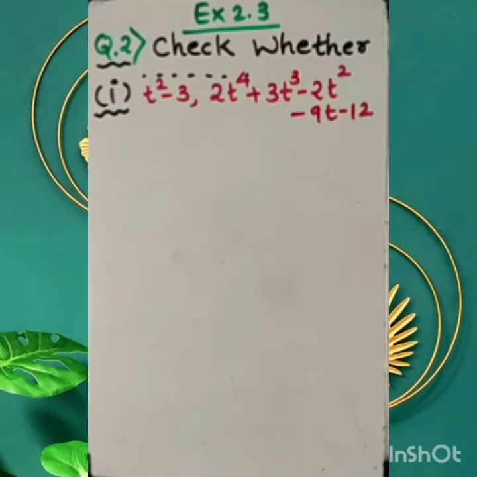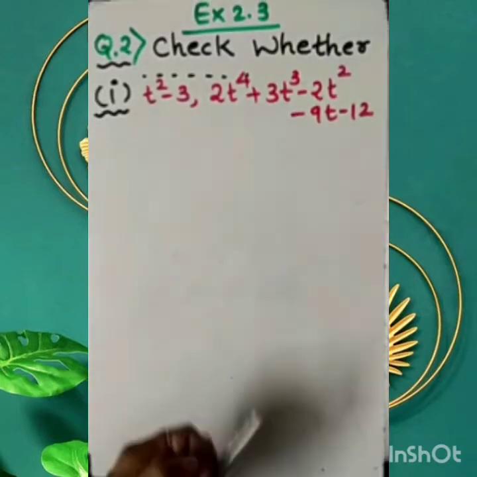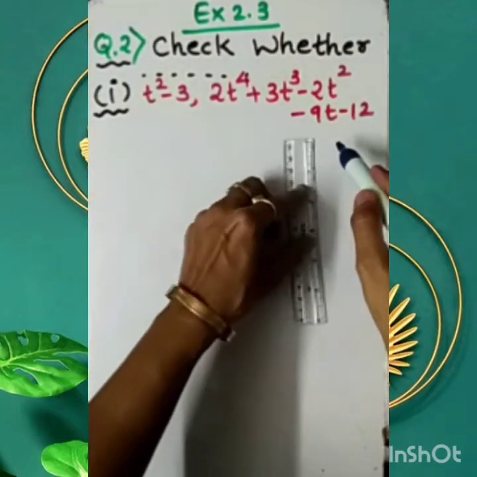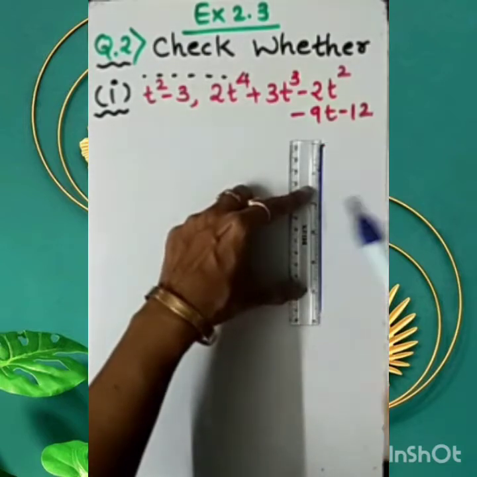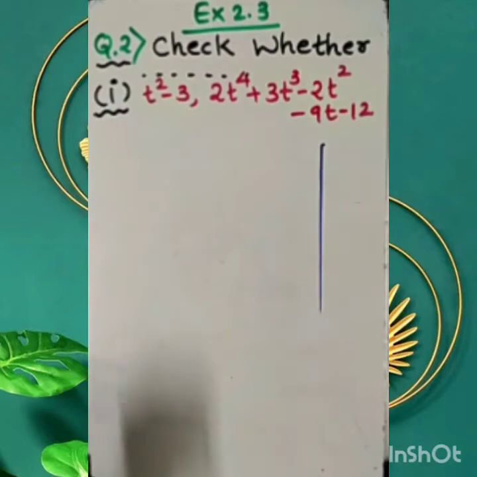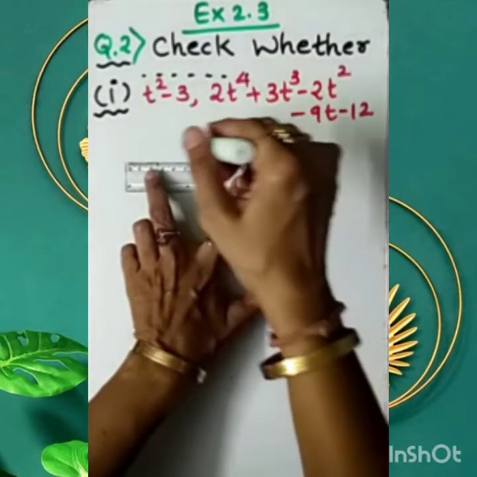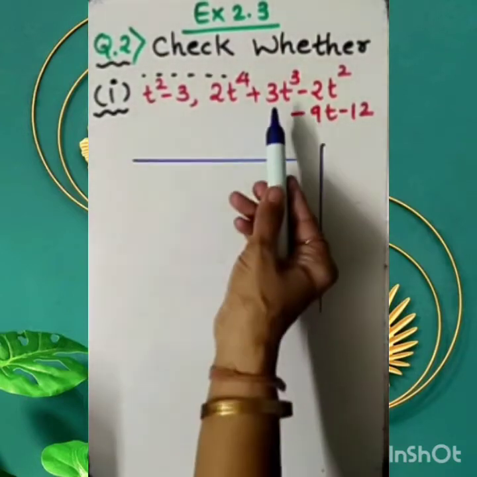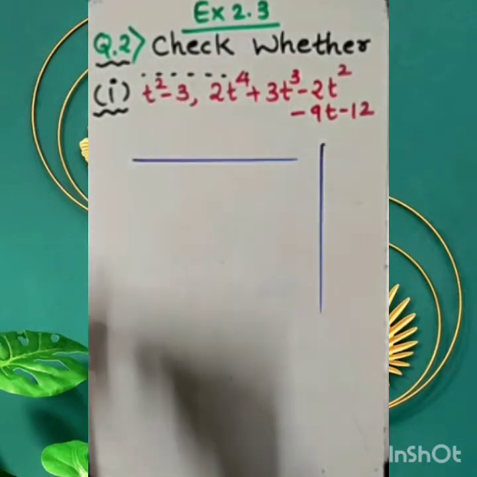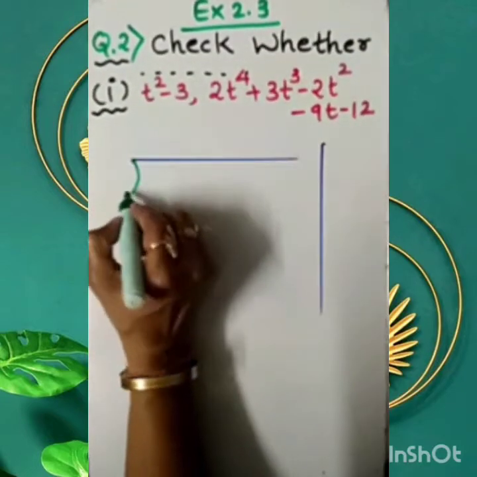So my dear student, how to do this type of question? As we know, we need to divide the second polynomial by the first polynomial, the same procedure as we did in the first question. Now, when we apply the same technique, if we get remainder 0, then we can say this polynomial is divisible by this polynomial. That's why, let's begin.